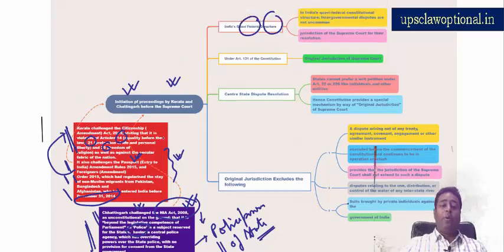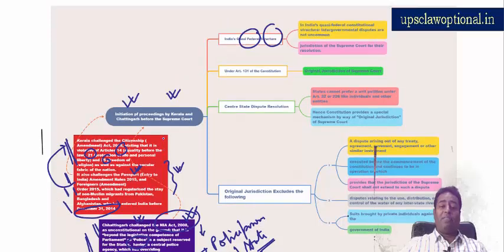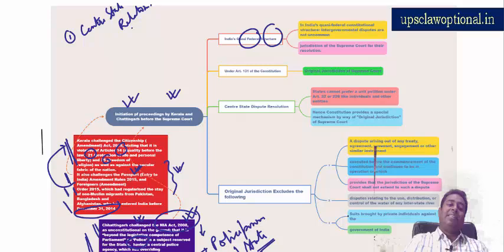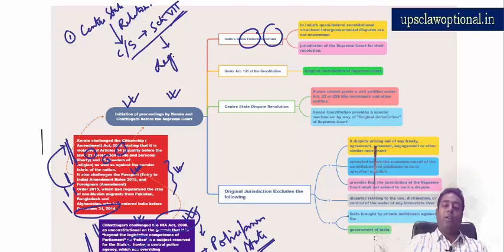Now here we will discuss this topic from several angles. Number one is the center-state relation. That is, how the center can bring in amendments or acts or legislate on things which infringe the center-state division that we have under Schedule 7 of the Constitution, that is, the legislative powers of the center and the state. This is one angle from which we will discuss it.